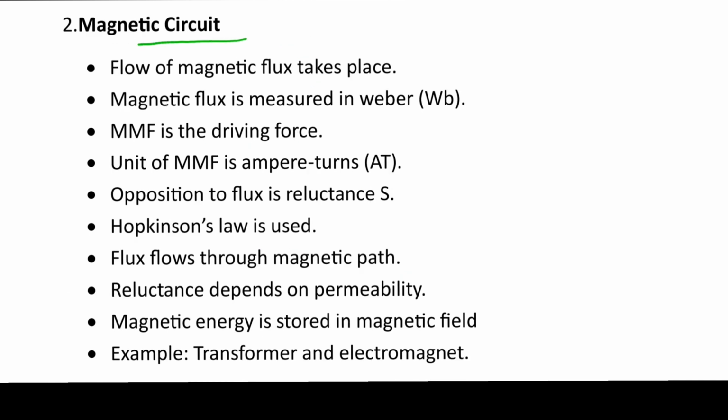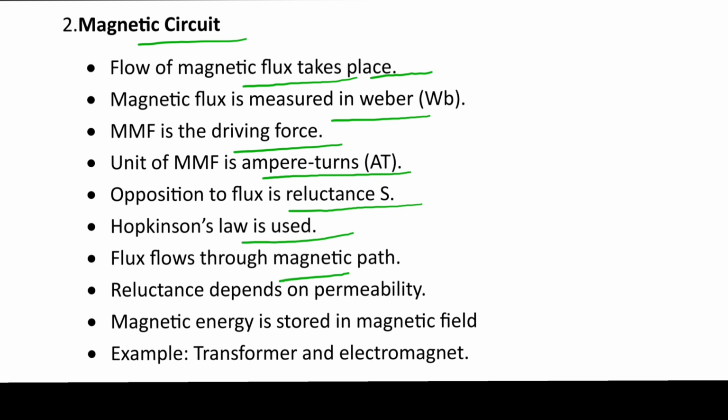Next is magnetic circuit. Flow of magnetic flux takes place. Magnetic flux is measured in Weber, Wb. Magnetomotive force, MMF, is the driving force. The unit for MMF is ampere turn, AT. Opposition to flux is reluctance S. Ampere's law is used. Flux flows through a magnetic path. Reluctance depends upon permeability. Magnetic energy is stored in a magnetic field. For example, you can use it for transformers and electromagnets.